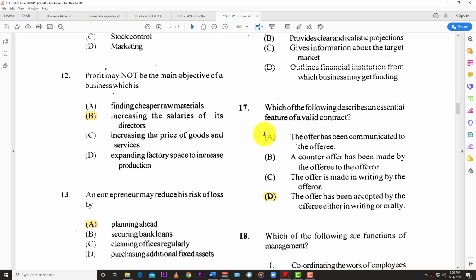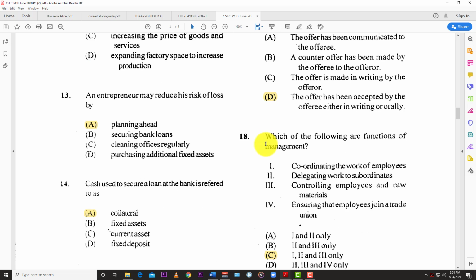Number 17, which of the following describes an essential feature of a valid contract? And so a contract is only a contract if you have offer and acceptance. So it would be D, the offer has been accepted by the offeree either in writing or orally. So that's when a contract is made, when there is acceptance of an offer. Anything other than that, that's not a contract.